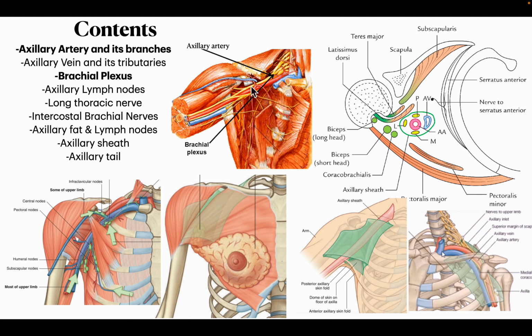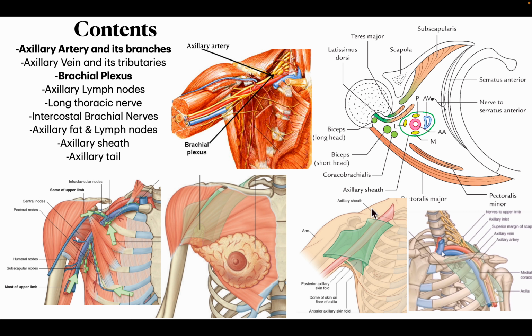Let's know about the contents of the axilla. This is the horizontal section of the axilla, and you can see here the red color is the axillary artery. Medial to that we have the axillary vein, and the axillary artery is surrounded by the nerves known as the brachial plexus, and all this neurovascular bundle is surrounded by the axillary sheath that you can see here in the below diagram.